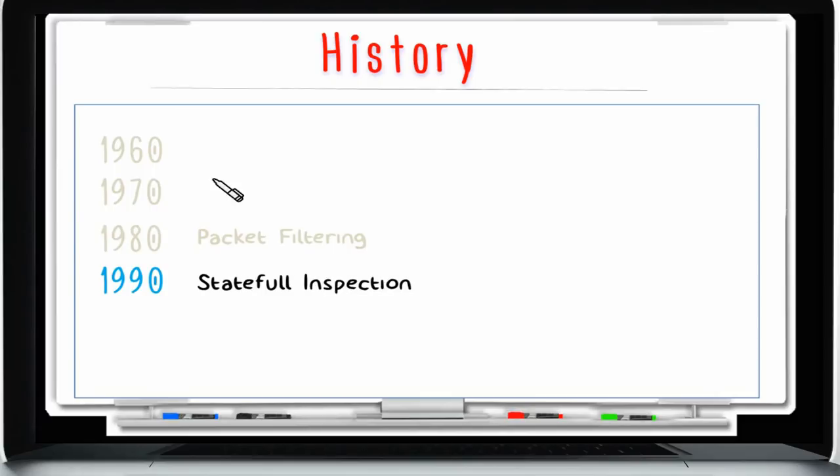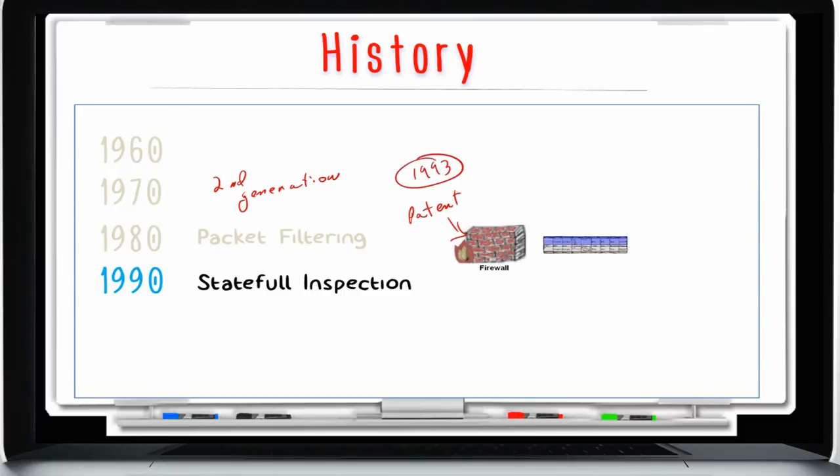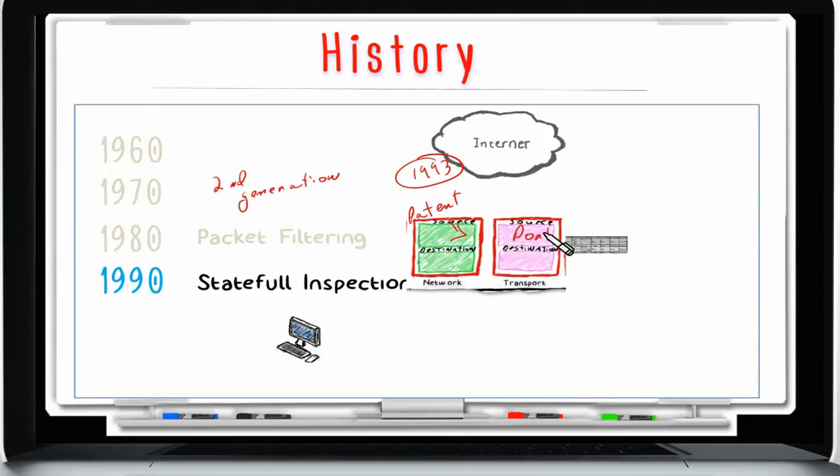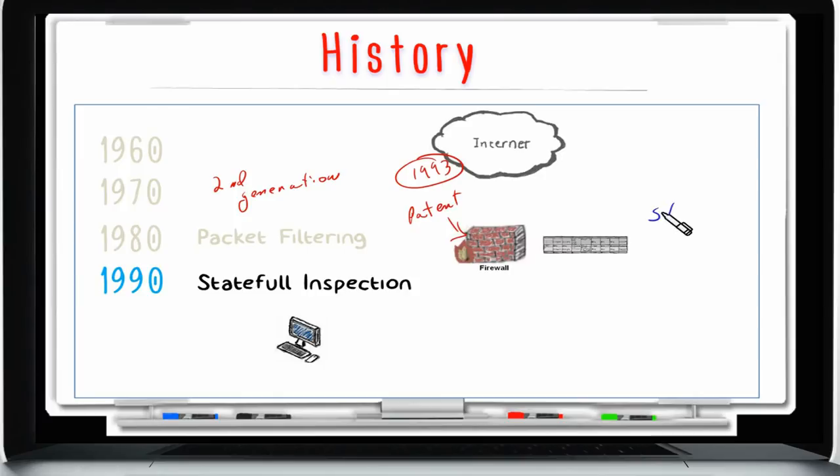The second generation of firewall was the stateful inspection firewall, which was patented by Checkpoint Software Technologies in 1993. The stateful packet inspection firewall has become an industry standard because it took the firewall completely to another level. It not only keeps track of the packet header and port numbers, just like the previous generation of packet filtering firewall, but it goes deeper than that, and it keeps track of the state of the connection.